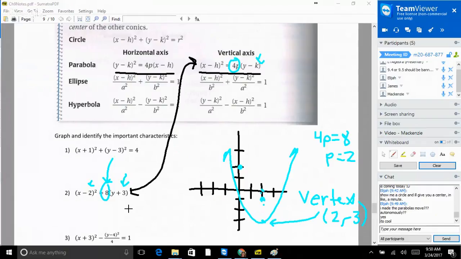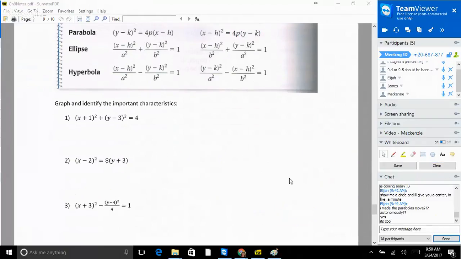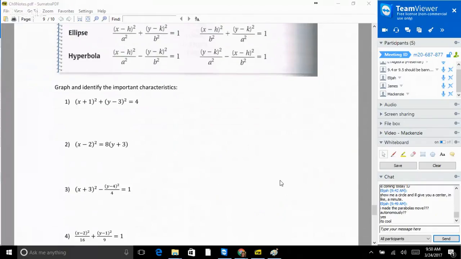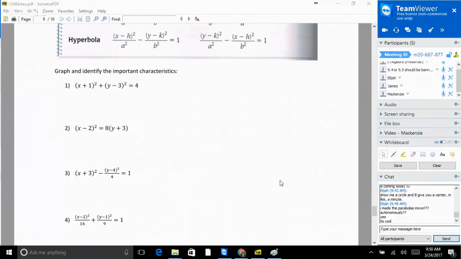Okay, so I think we probably have time for one more. And then there is one last thing I wanted to show you, to wrap up this whole idea of conics and why they are called conic sections. And I wish I had that up. So do you want to do example 4 or 5? One's going to be a hyperbola, one's going to be an ellipse.